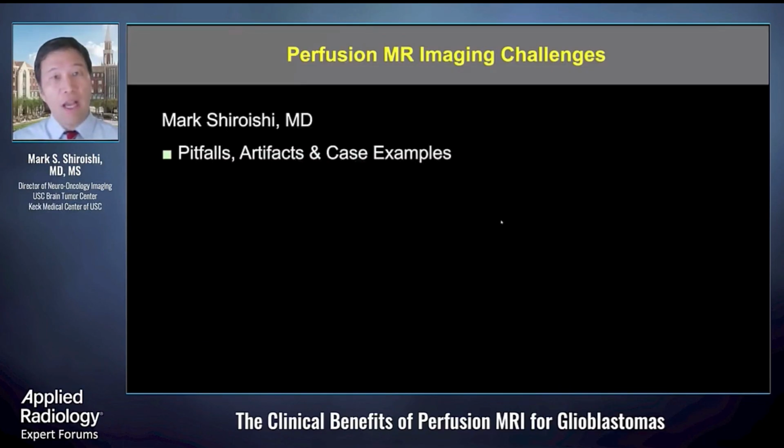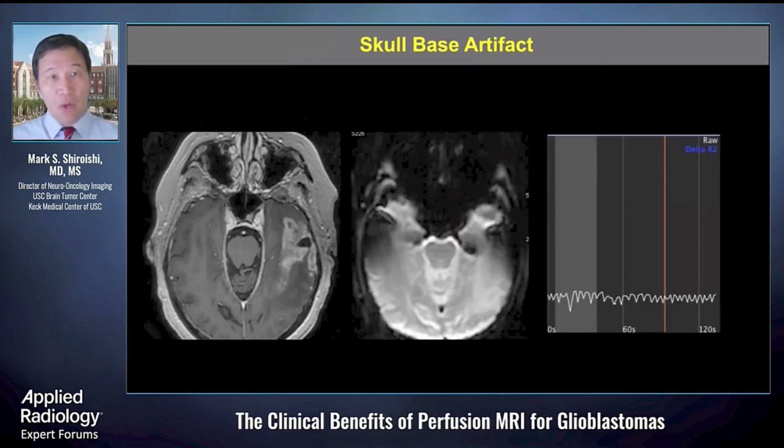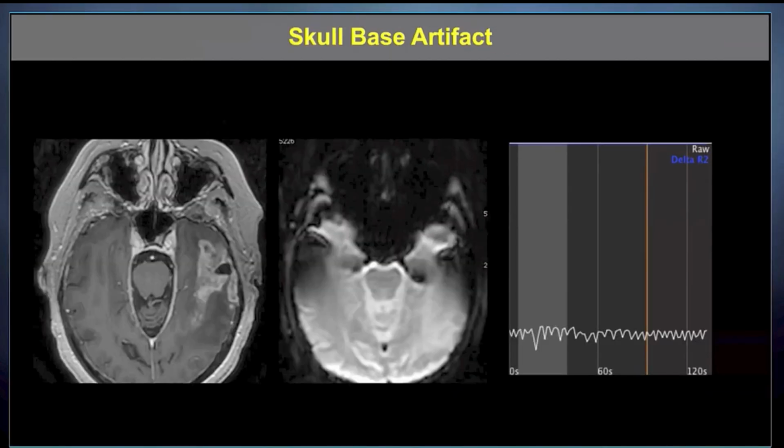Okay, thanks, Leland. I'm going to be going over some of the challenges that you can encounter when you're doing perfusion MRI, with particular regard to artifacts and other technical issues that you can run into while doing it. So one of the major problems with perfusion MRI is artifacts related to things like the bone and air, which can result in significant artifacts, particularly lower down in the skull base, as in this example.